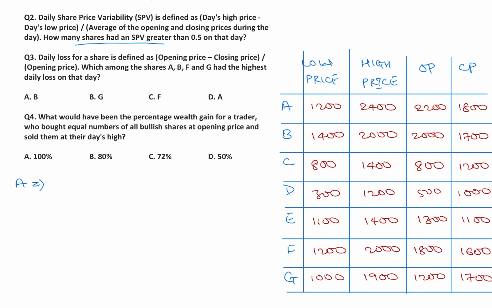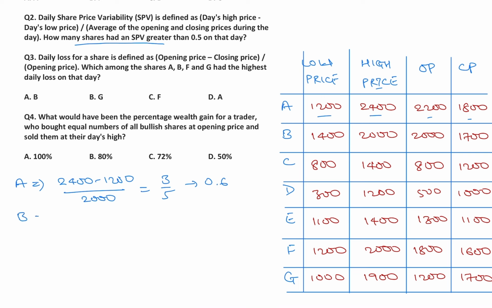Okay. So day's highest minus day's lowest will be 2400 minus 1200, upon the average of opening and closing. So the average will be 2200 plus 1800 by 2. You should be able to do this quickly. So this is 2000. 2400 minus 1200 is 1200. 1200 upon 2000 will give me 12 by 20, which is 6 by 10, which is 3 by 5. So the value for this will be 0.6.